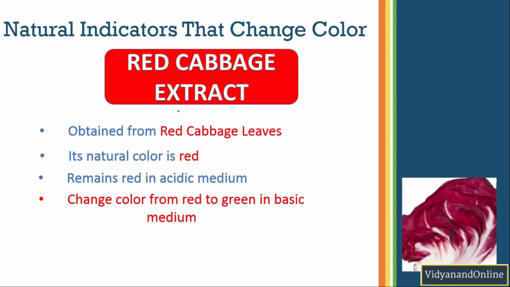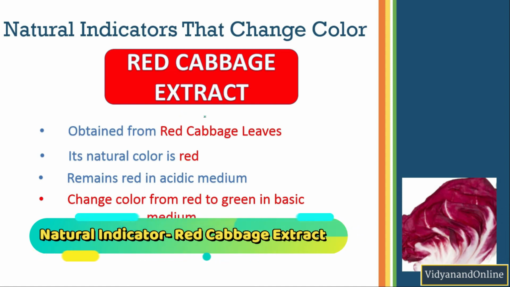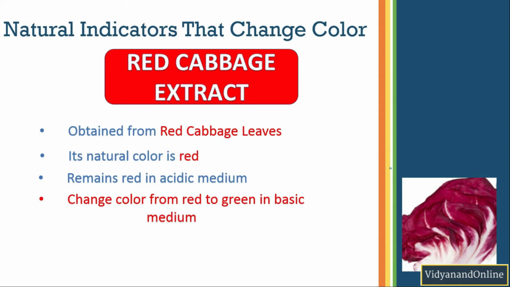Now let us see the next natural indicator, which is red cabbage extract. So red cabbage extract is basically obtained from red cabbage leaf, which is actually shown here in this picture also. Now its neutral color is red. So it remains red in acidic medium, that is it doesn't show any change in color in acidic medium. However, the change in color is shown in the basic medium. So it changes from red to green in basic medium.